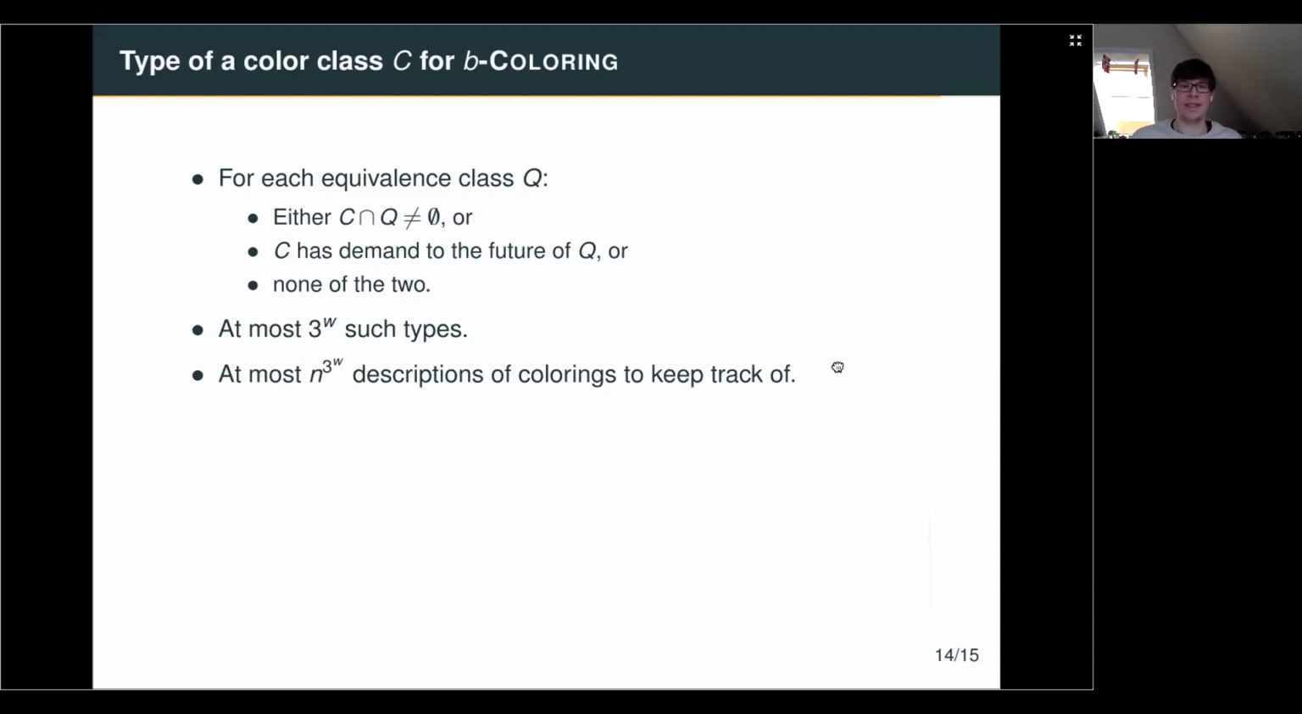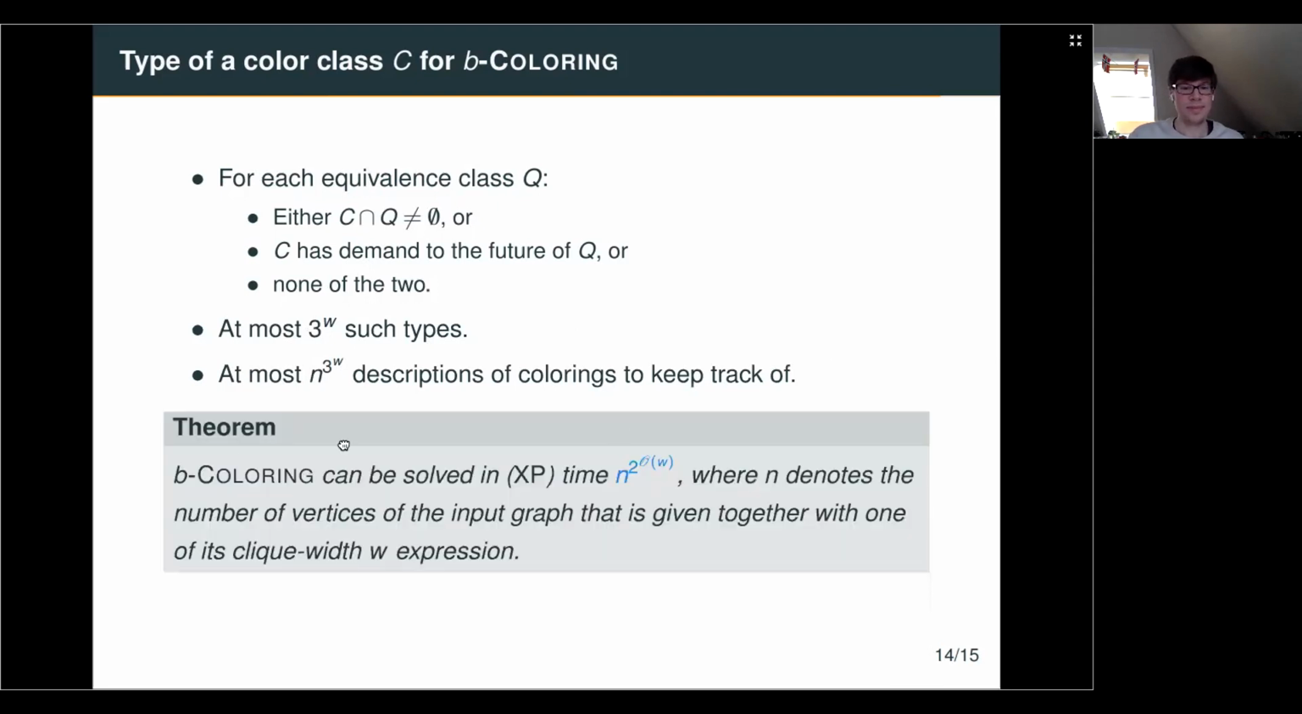So this is the basic idea. Then, to make this work, it gets a bit technical, but this is the most crucial insight. In the end, we show that B coloring can be solved in time n to the 2 to the O of W if we are given a Clique-Width W expression of the input graph.